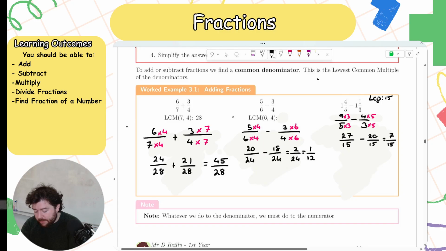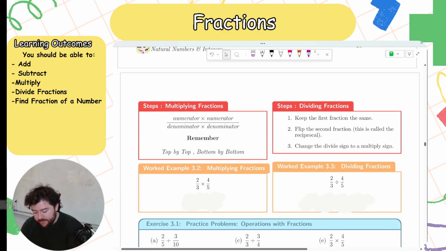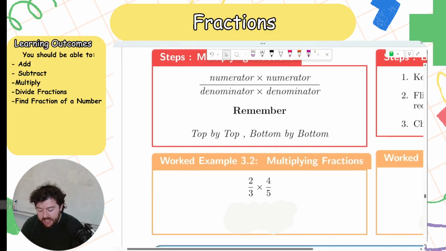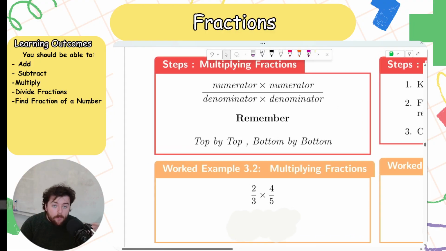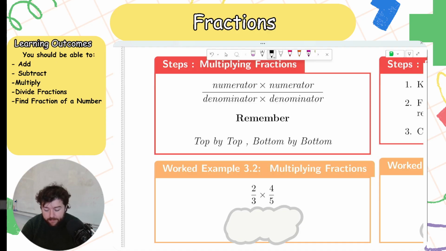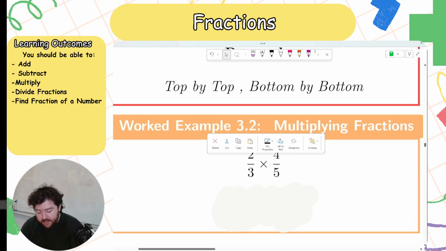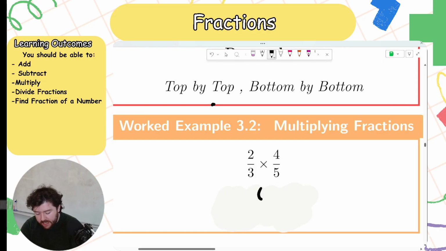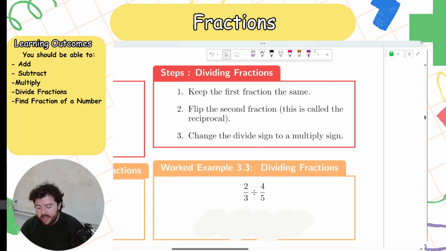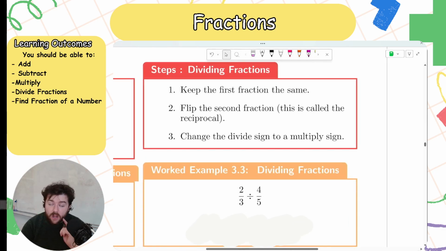So what about multiplying fractions? Very simple. Just multiply the top numbers together and multiply the bottom numbers together. So just remember, top by top, bottom by bottom. For example, 2/3 times 4/5. Well, it's just top by top, bottom by bottom: 2 times 4, 3 times 5. That's multiplying fractions.